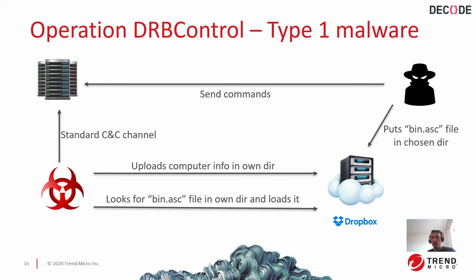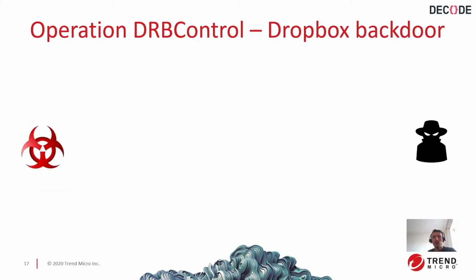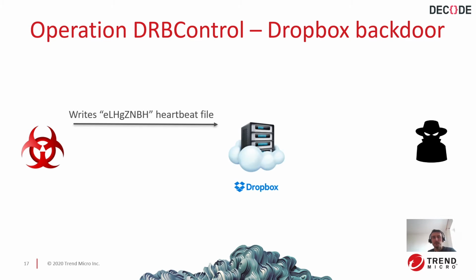So if the threat actor wants to send another backdoor, which we will see in the next slide, they simply put a file with the name bin.asc in the chosen directory, and it waits for the backdoor to load it and execute it. So this is a description of type number 1 malware. Then we will describe the backdoor itself.